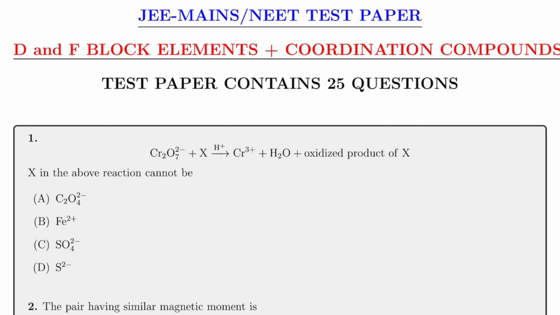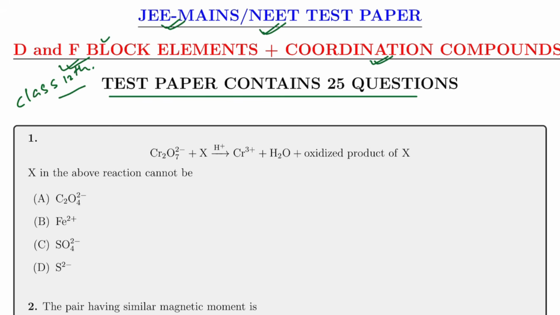So in today's video I brought you a test paper which contains 25 questions of D and F block elements and coordination compounds, which is of mains level, or you can say NEET level. So this video will be very helpful for those who are currently in class 12, where both these chapters are finished. And when any chapter is finished, a test becomes very important.